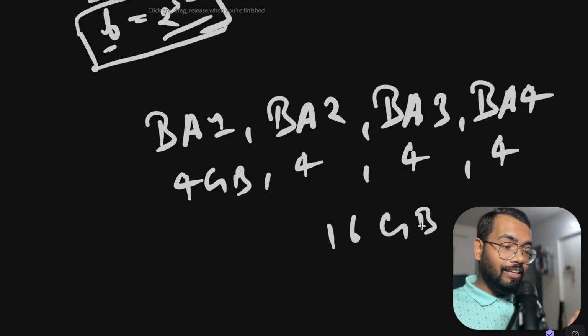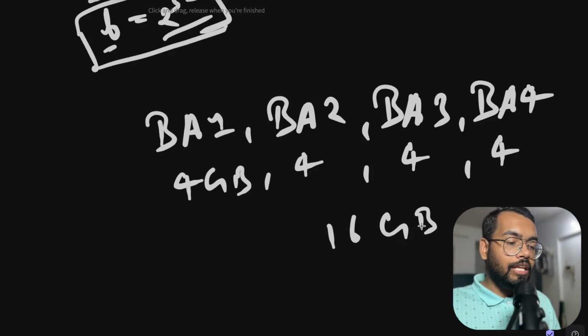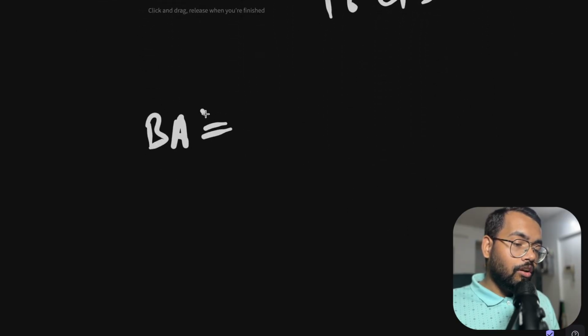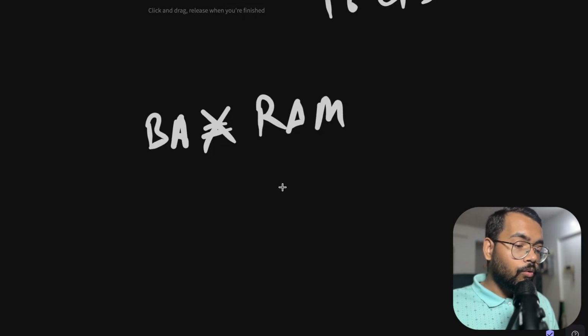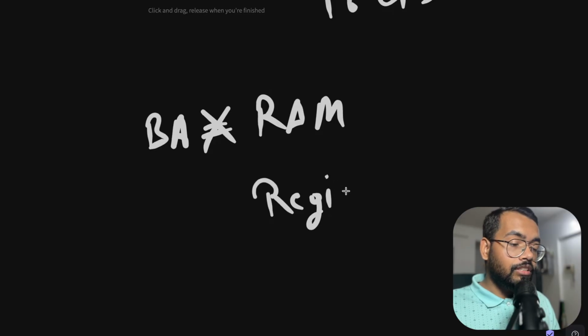I mean, it seems like a clever way to do this, but how do you think this base address is stored inside of the memory? This base address is not stored in the RAM, okay? Base address is not in the RAM. Base address exists in the registers of the CPU, okay?